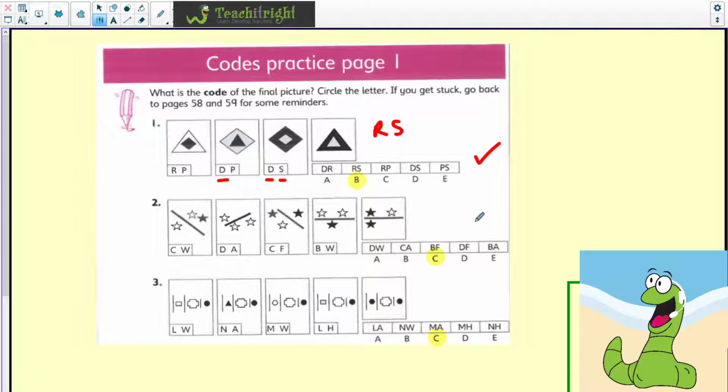Question 2, the answer is C. So well done if you got that one. And let's just quickly talk about what they each stand for.